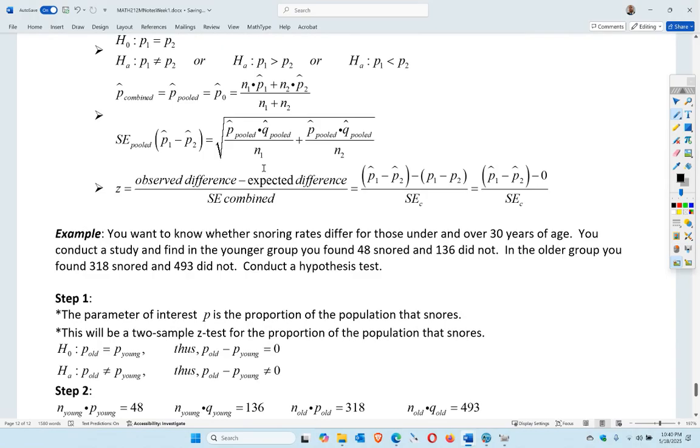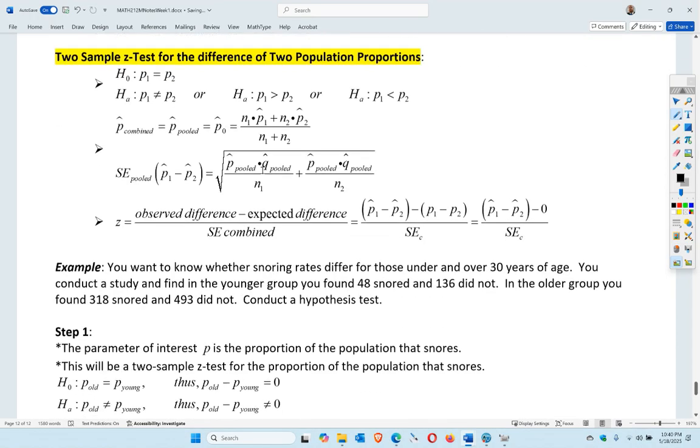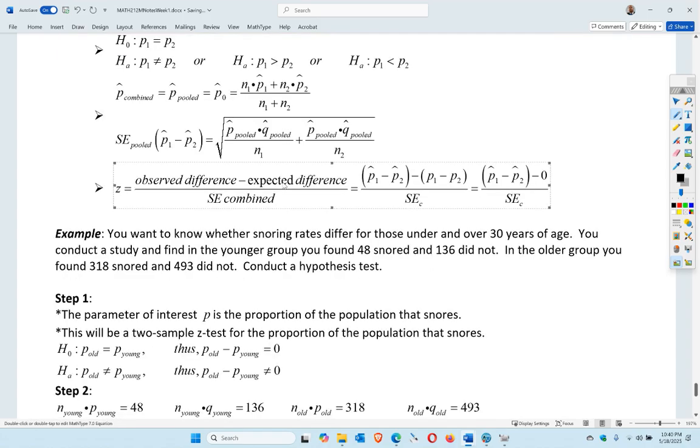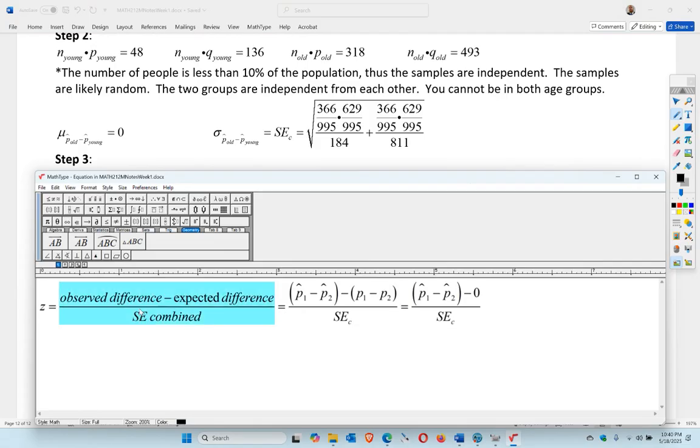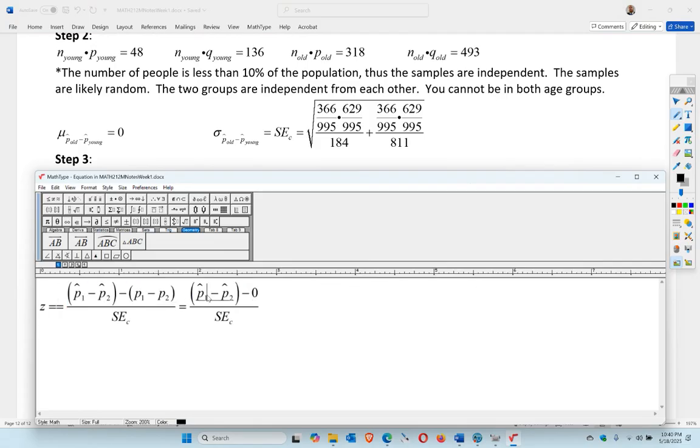So I'm going to go up here, where did I put it? Right here. So I'm going to copy that. Observed minus expected over the SE. I believe I did this one old. Was the old one the bigger one? I forget. Yes, it's old minus young. Okay, old minus young, and then old minus young.